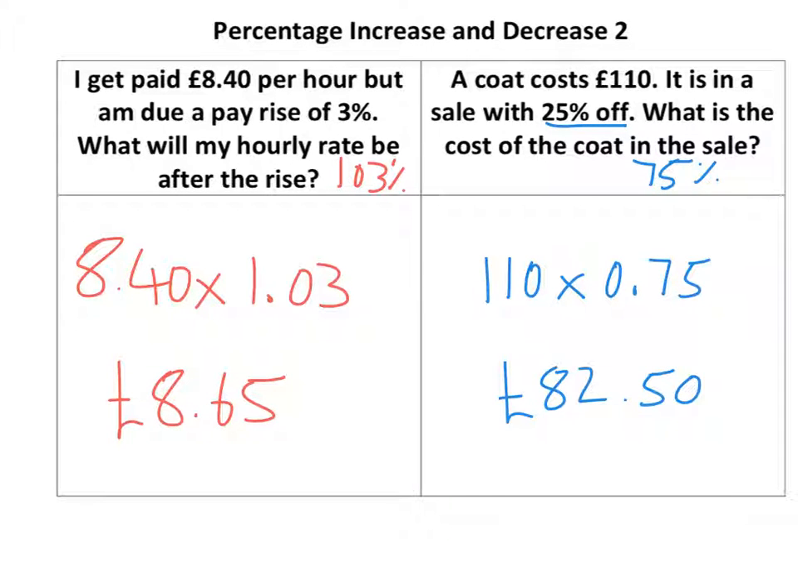So these are two fairly typical questions, you know, a pay rise and something reduced in a sale, but just read them really carefully. You could, on the first one, find 3% and add it on. You could, on the second one, find 25% and take it off, but people often make silly calculation errors like that. So I find the multiplier method a lot easier and a lot less likely to make mistakes.